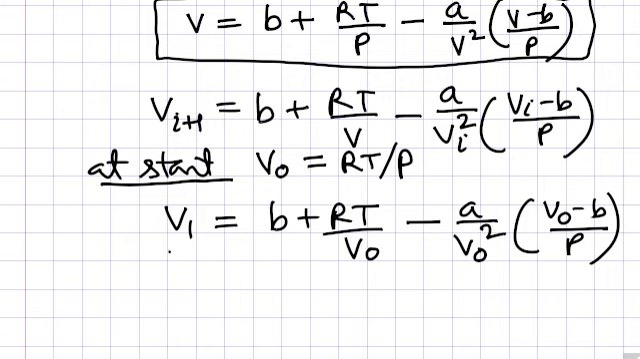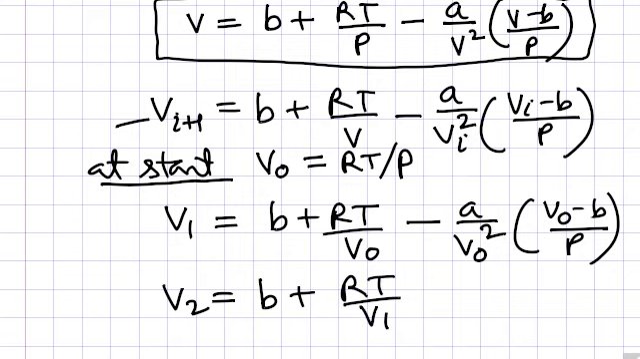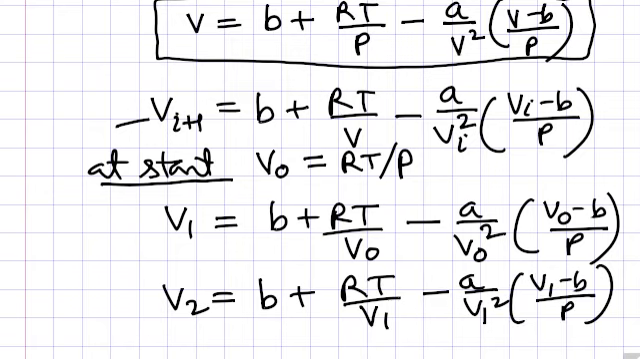What you will do now, again V1 value now you will put in the right hand side. So you will get V2 and in this equation you are putting this. So what the formula will be now, V1 minus A over V1 square, V1 minus B over P. So this way you will keep on going.